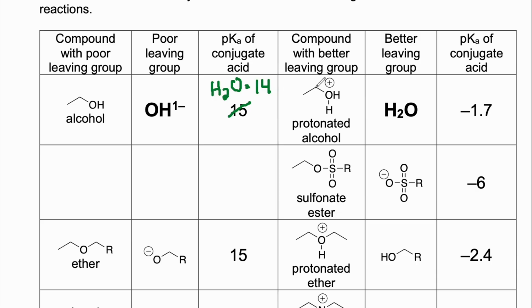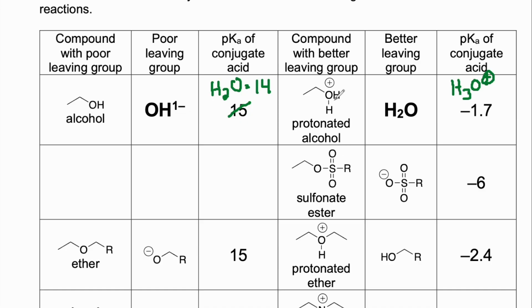So if we want to have this OH leave, it's definitely a lot easier to do if you put a proton on this. If you do this in acid, now the leaving group, instead of being hydroxide, is water. And the pKa of the conjugate acid of water, which is H3O plus, is very strong. It's below 0, minus 1.7. And so this is a much better leaving group because it's a very weak base compared to hydroxide. So remember, strong bases are very bad leaving groups.